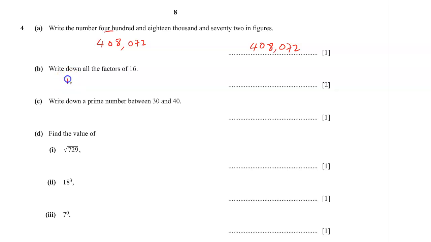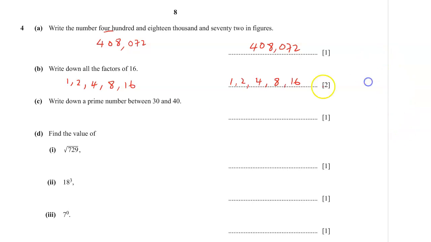Write down all factors of 16. 1 times 16, 2 times 8, 4 times 4, 8 times 2, and 16. So just 1, 2, 4, 8, 16. You can also get them by going this method: 1 is 16, 2 is 8, 4 is 4. So 1, 2, 4, 8, 16.